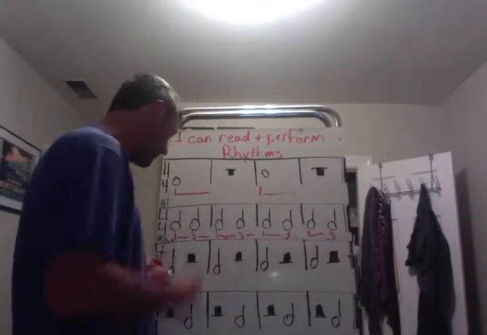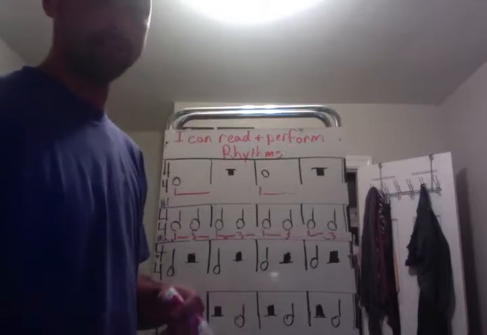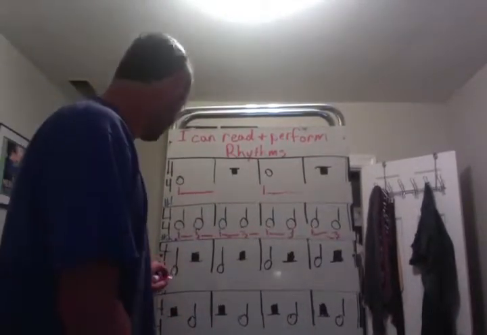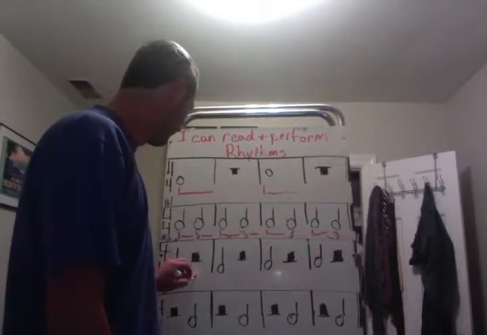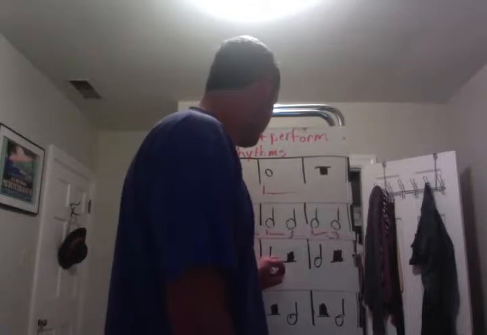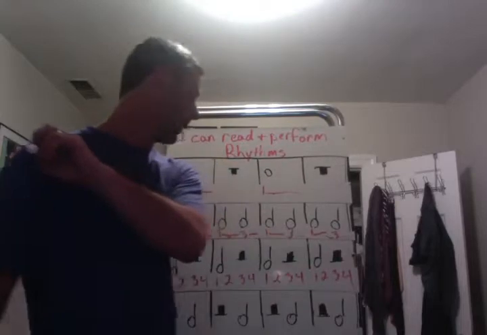I'm going to write out the beats so you can visually see it. I'm going to eventually wean you off of that stuff. Let's see. Alright? 1, 2, 3, 4. 1, 2, 3, 4. 1, 2, 3, 4. Alright.